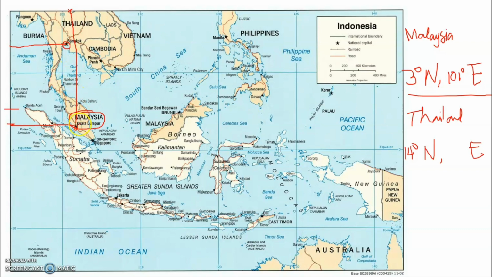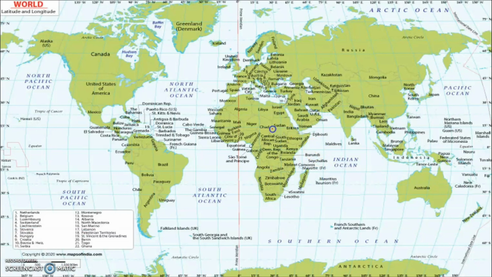Okay, parang halos kapantay lang din siya ng Malaysia. So, maybe this is 100 degree east. So, how about China? Okay, parang hindi na natin dito ang China. So, gamitin natin yung isang, ayan.